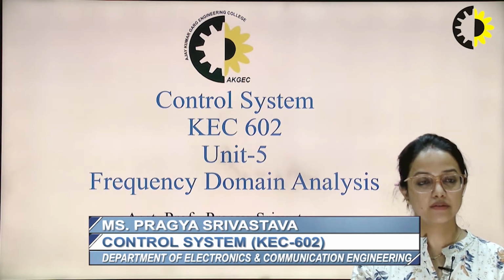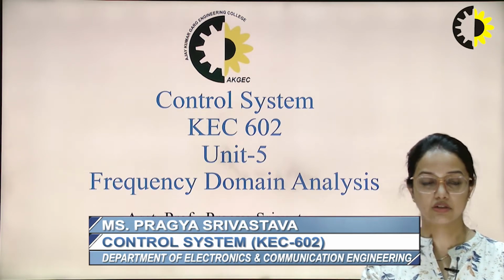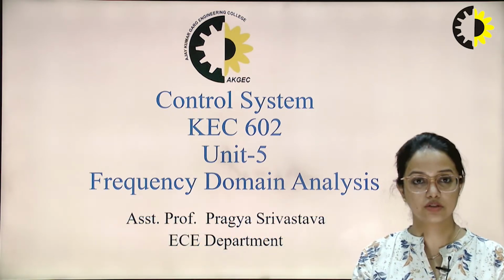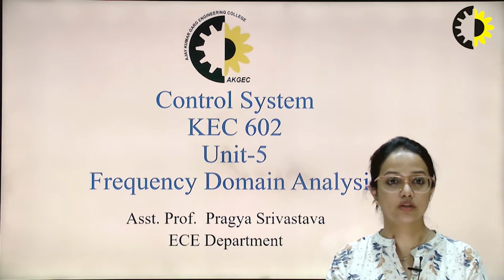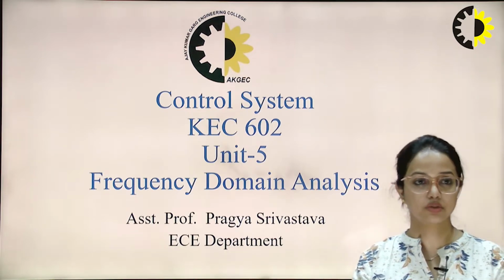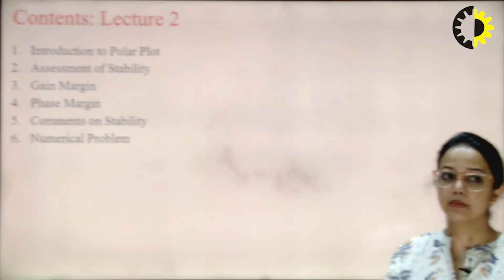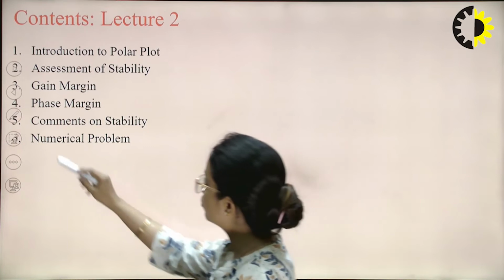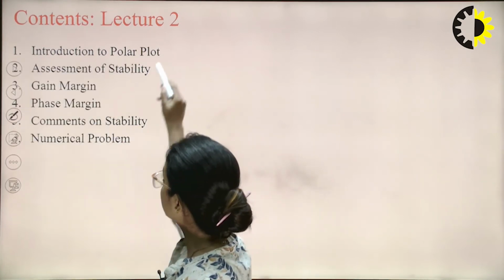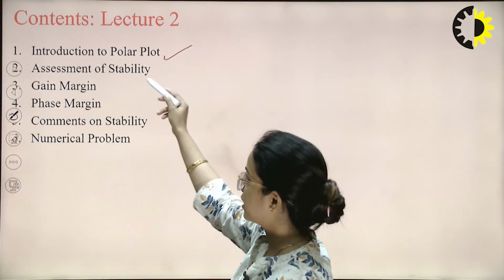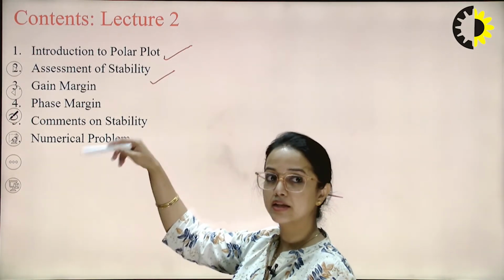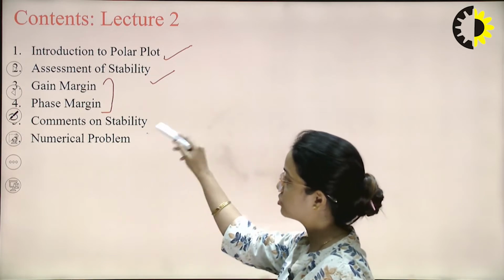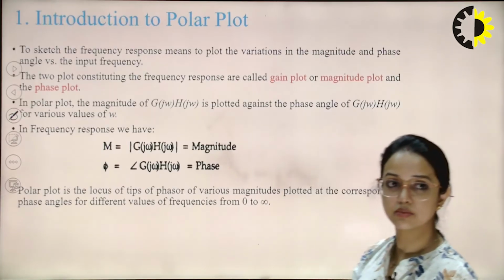Previously in my lecture we have studied unit 5 and we were studying frequency domain analysis. We were studying this analysis for open loop transfer functions when the variation of parameter was with respect to frequency. In my present lecture we are studying the introduction to polar plot, and then we are going to study the assessment of stability and how we can calculate gain margin and phase margin from the plot, and then we will comment on stability, and then we will see a few numerical problems.